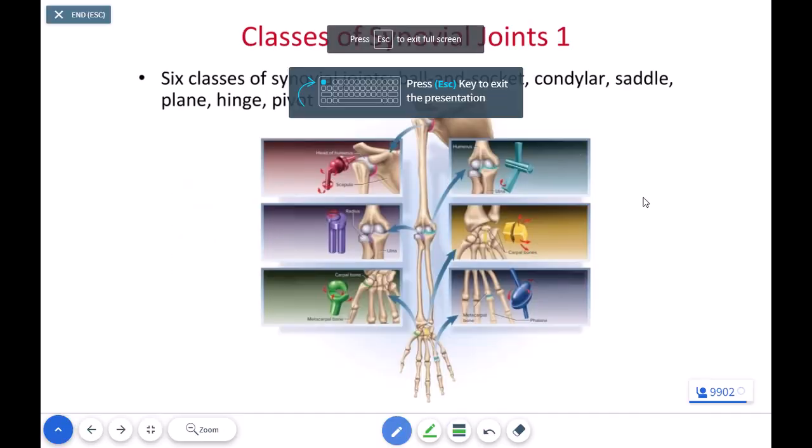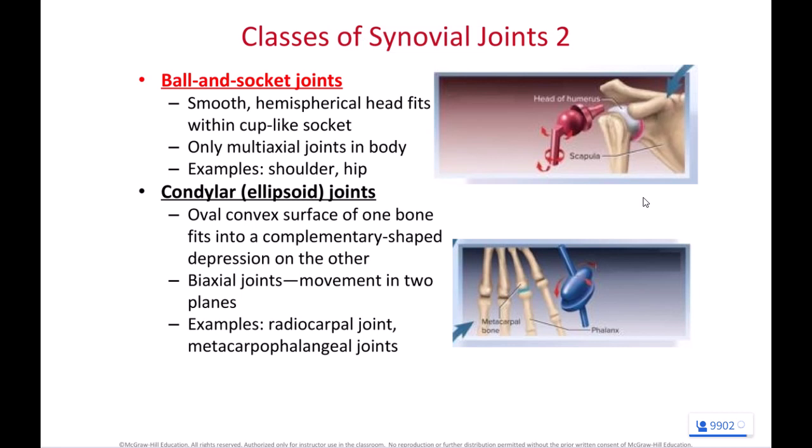As we look at our classes of synovial joints, we have 6 total categories. The one that most people typically don't struggle with is the ball and socket joint. So you have a head of a long bone that's going to be associated with an indentation of either a flat bone or an irregular bone. The 2 classic examples of a ball and socket joint are the glenohumeral joint, where the head of the humerus sits into the glenoid cavity of the scapula. We're also going to have the head of the femur sitting in the acetabulum of the coxal bone.